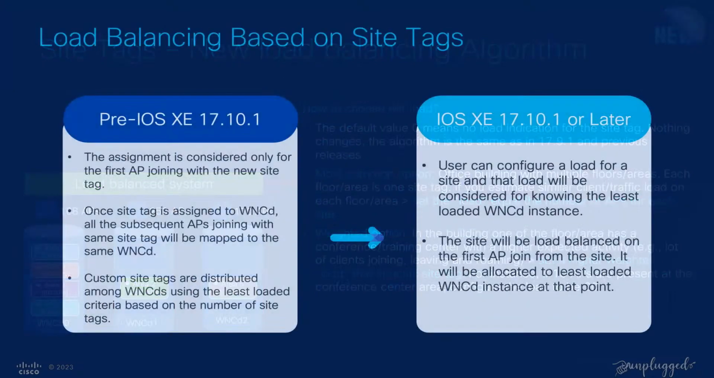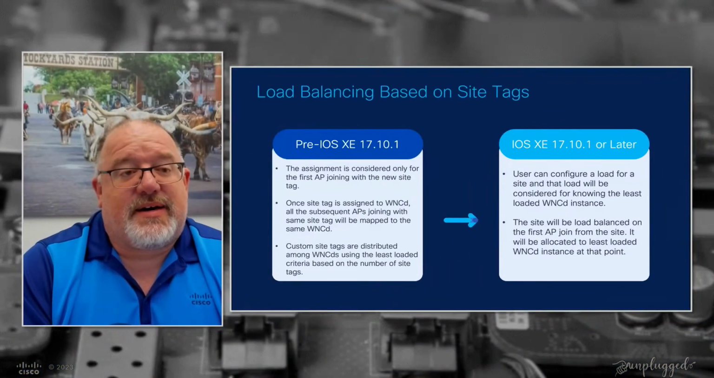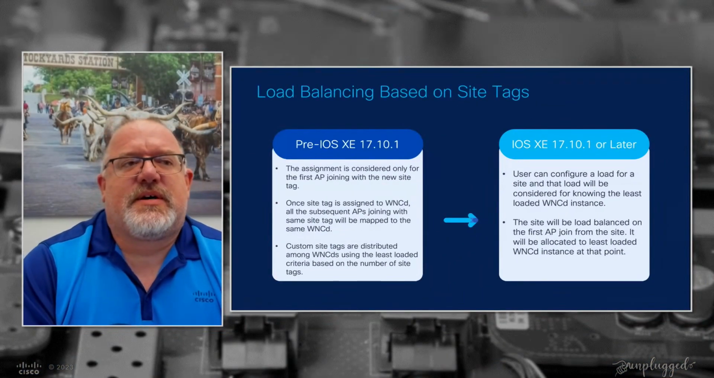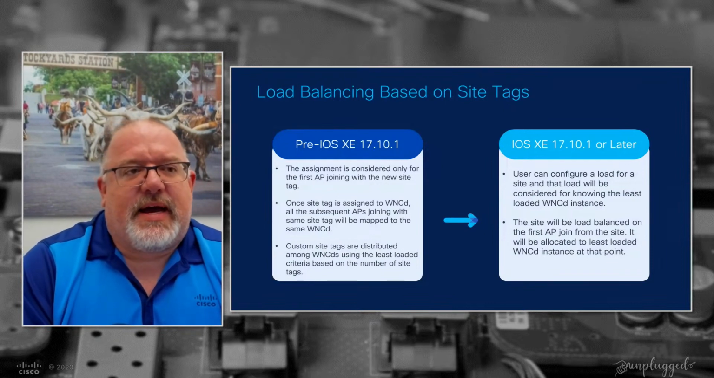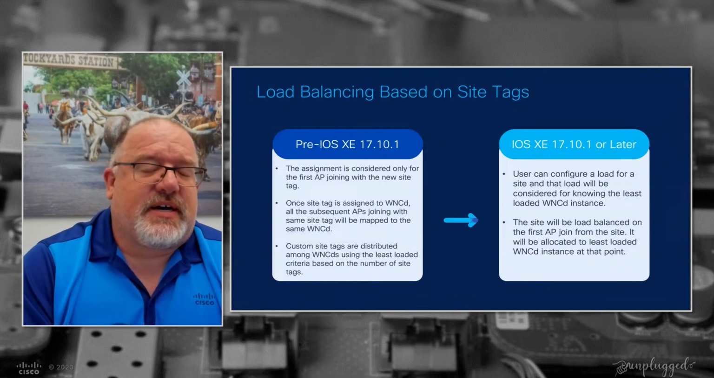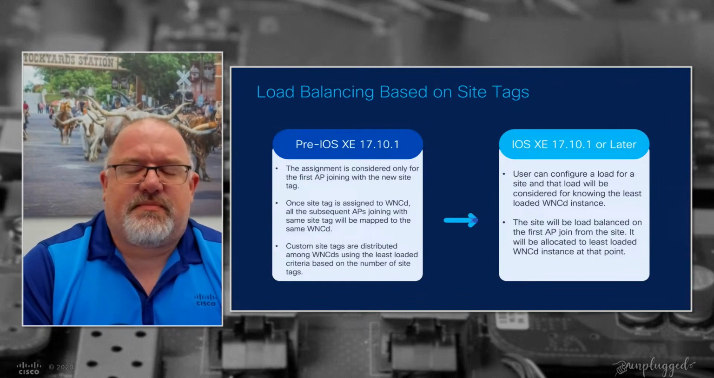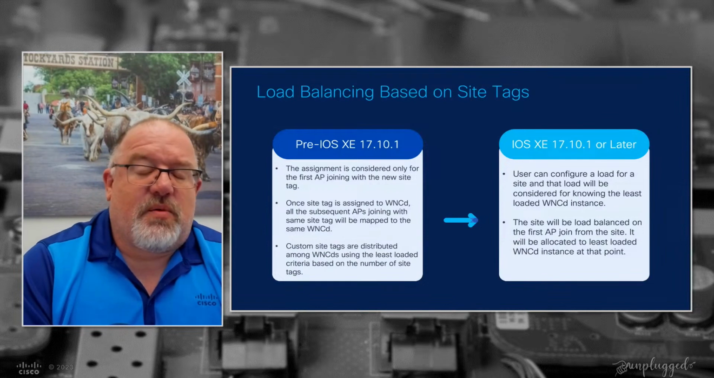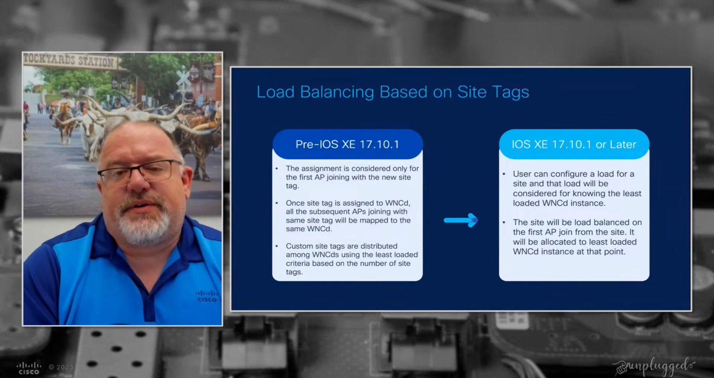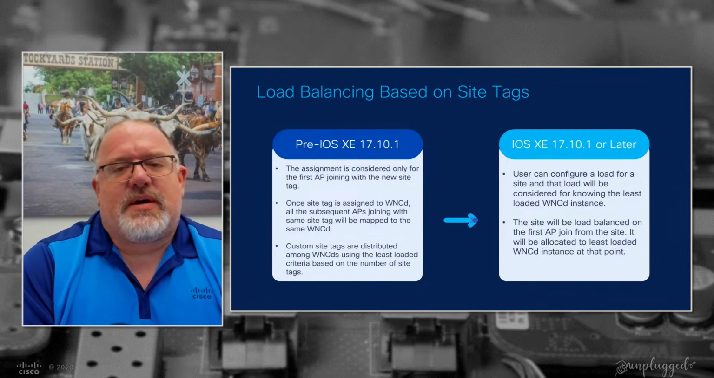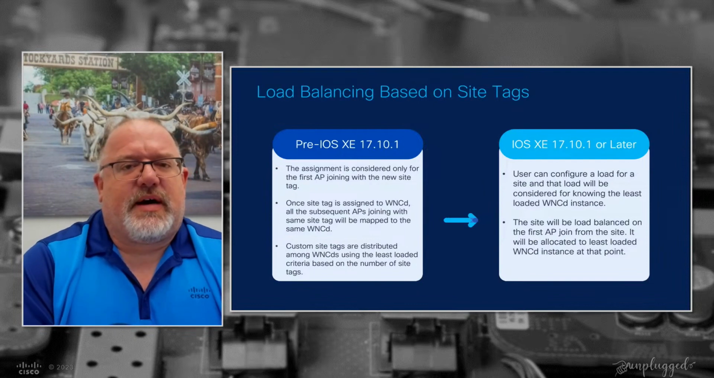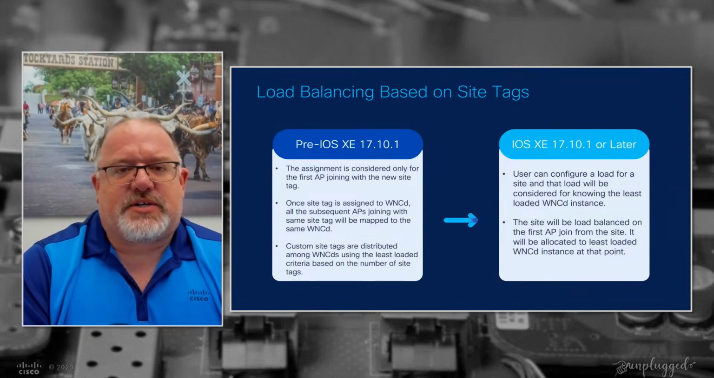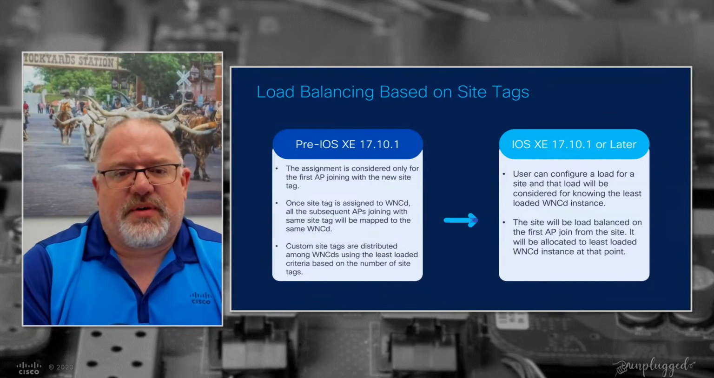Again, prior to 17.9.2, that was added as a feature in that version. Prior to that, it is basically round robin, based on the first AP joining for each site tag. After that, it will do it based upon the load if you have configured that. One thing about that: if you want to use the load, you do have to reboot the controller. So you can configure the load in advance and then reboot the controller at a later date. But in order for the load to actually take effect, you do have to reboot the controller.